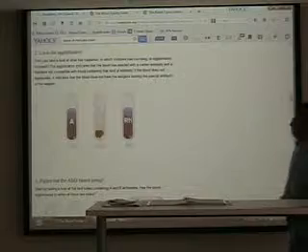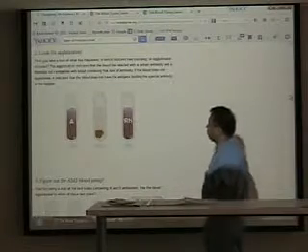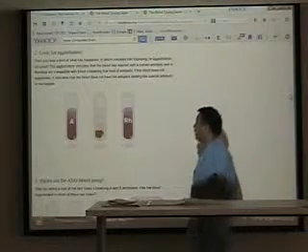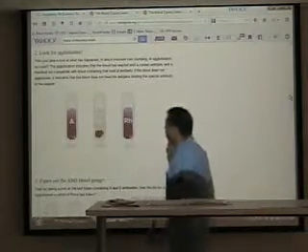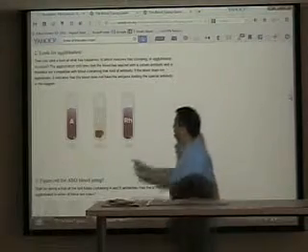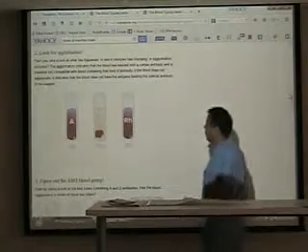So what kind of questions could I ask? Which of the following tubes has agglutination? We'll answer tube B. Which of the following tubes has no reaction? A and RH. And of course, the ultimate question, what is the blood type for this patient? B negative.